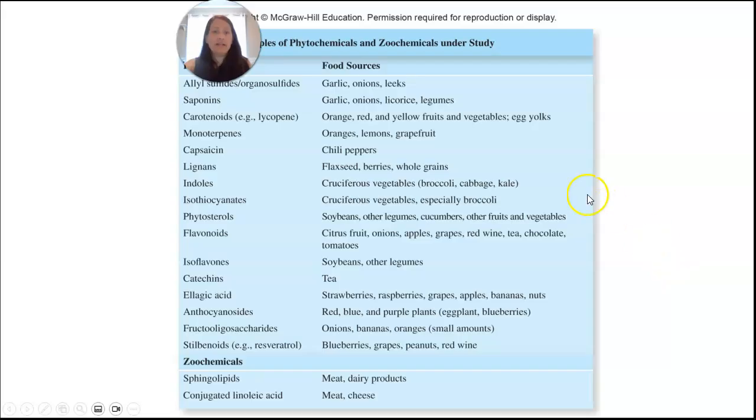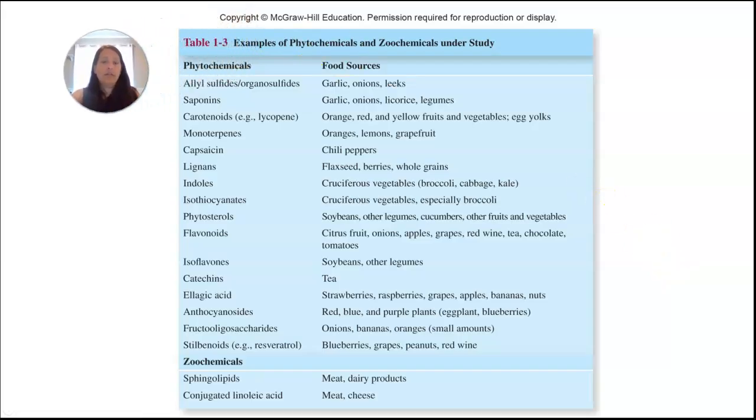Okay, here are some examples of phytochemicals and zoochemicals. And you'll notice in this table it says understudied. More research is definitely needed into these. I'm not going to go through the whole list with you. Let me pick out a couple. For example, carotenoids like lycopene. These are found in orange, red, and yellow fruits and vegetables. It's also found in egg yolks.